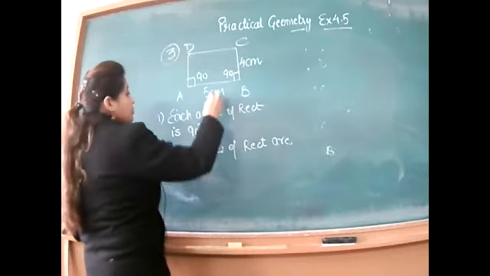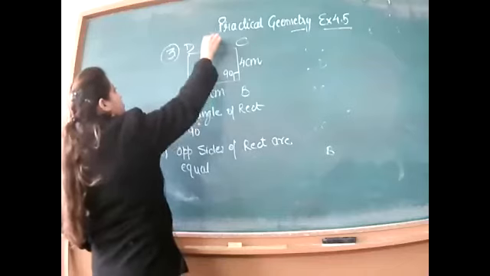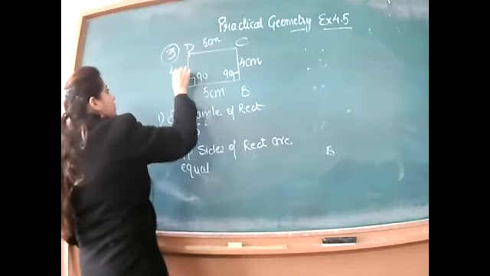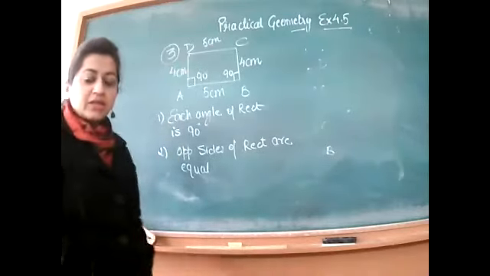Okay. So if this is 5, this will also be 5 and this will be 4. Is it clear?